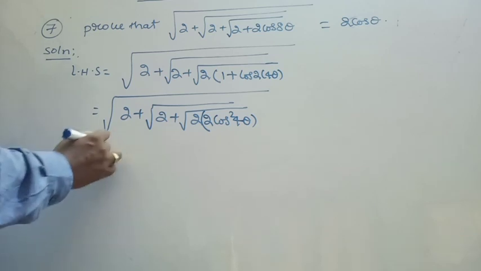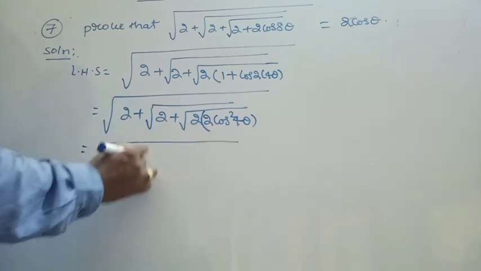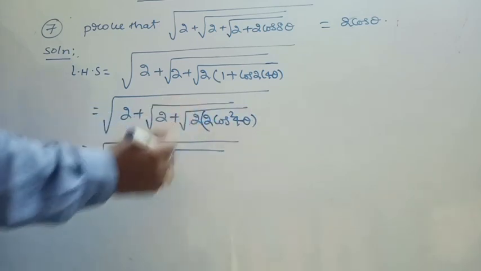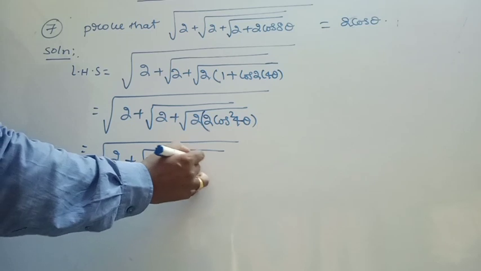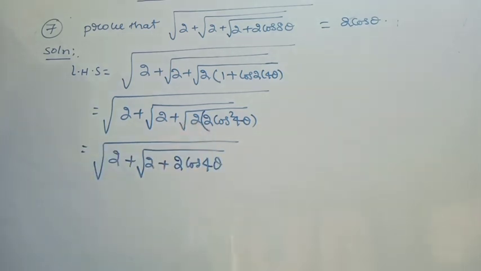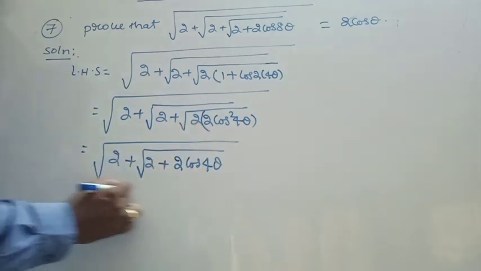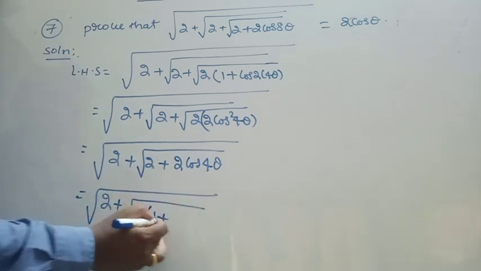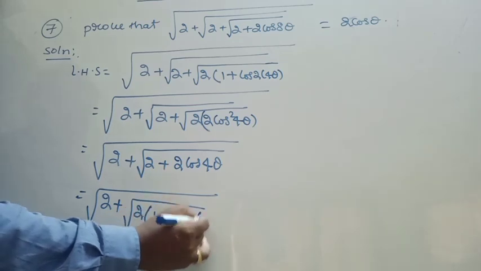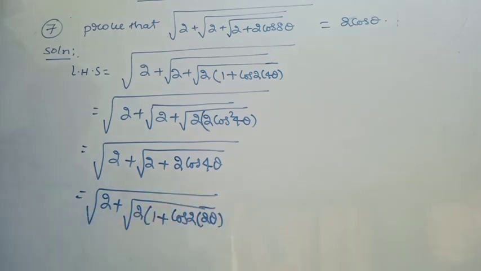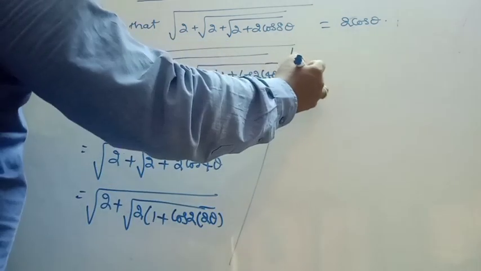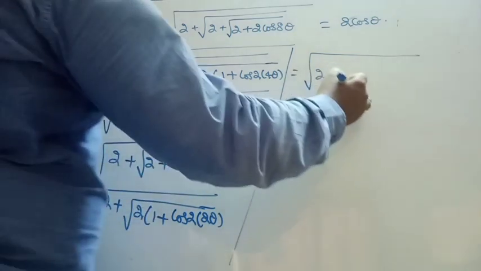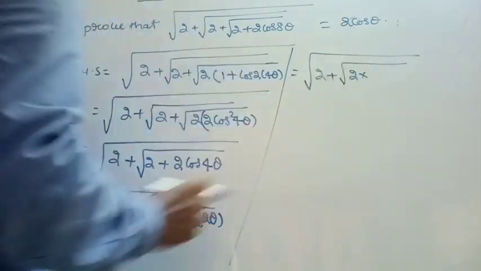Now this is equal to root over 2 plus root over 2 plus 2 into 2, that is 4 cos square 4 theta. That we can write as 2 cos 4 theta, nicely. Right. Now my dear students, square root of 2 plus square root of 2, you take common here. This is now 1 plus cos 4 theta, we can write as 2 into 2 theta like this. Now this is equal to square root of 2 plus square root of 2 into 1 plus cos 2 theta.